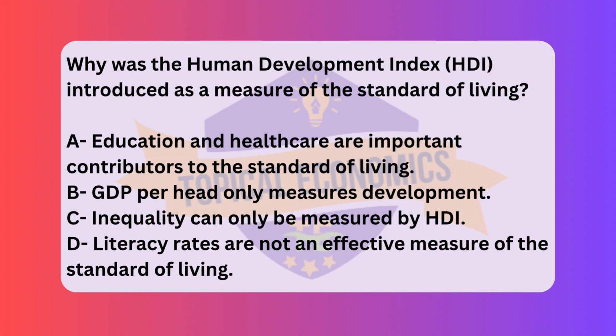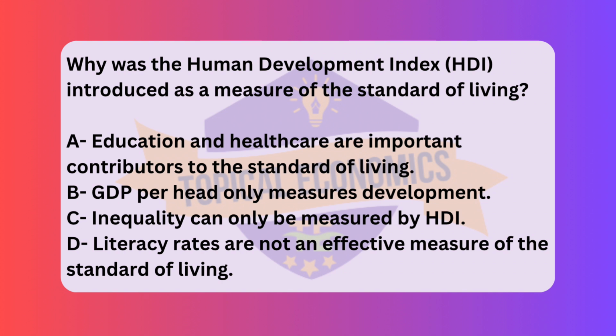Next, option C, inequality can only be measured by HDI, is incorrect. While the HDI does not directly measure inequality, it can be adjusted for inequality through the Inequality Adjusted Human Development Index, IHDI. The IHDI accounts for disparities in the distribution of each of the HDI components, health, education, and income, but inequality itself is not the primary purpose of the HDI. HDI itself is focused on the average development level of a country.